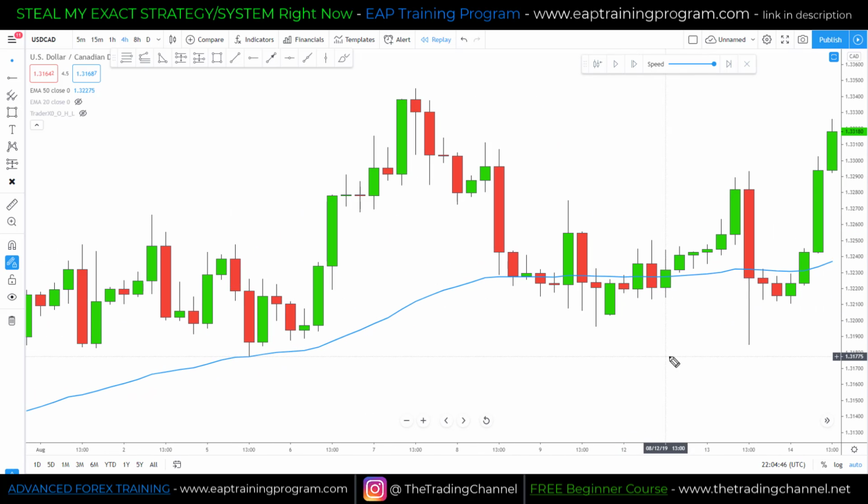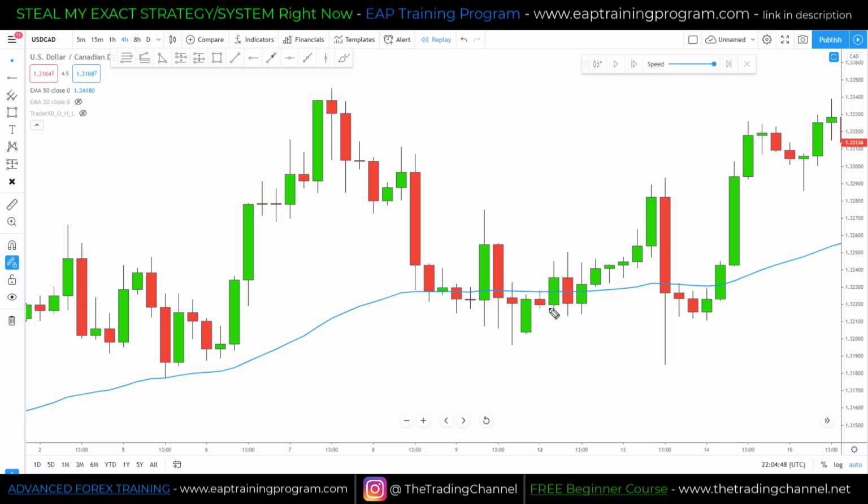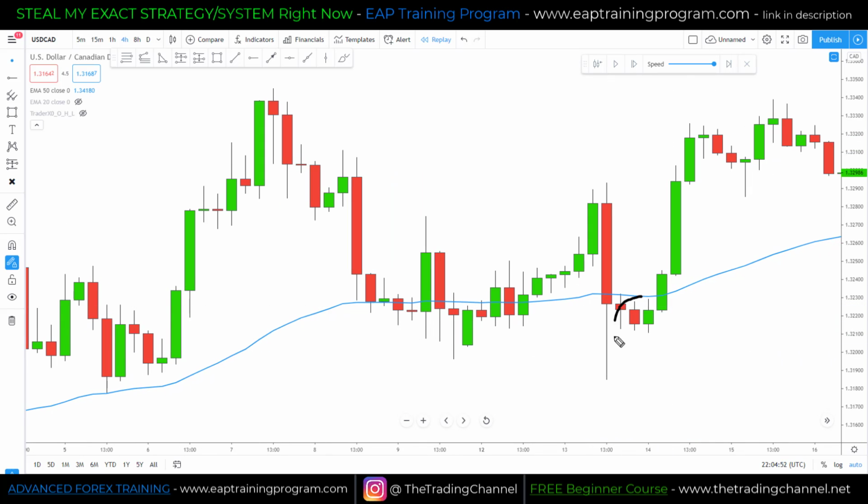Right now, what we know is that we're in an uptrend until we have a candle like this that gets closed below. We don't get that here either. We get a candle that doesn't touch the 50 EMA, right? But we don't have a close below this candle. So we're still considering this market in an uptrend.